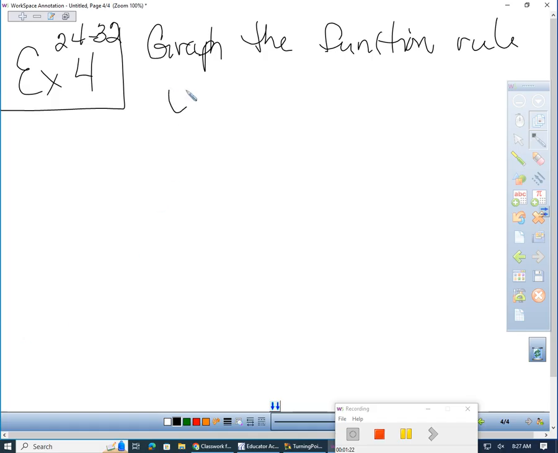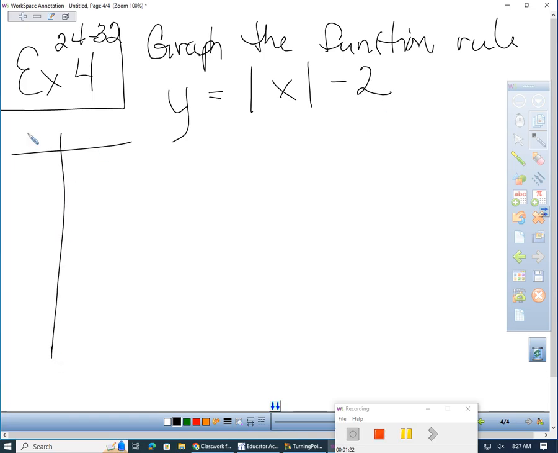All right, let's do y equals the absolute value of x minus 2. Over here in our table, it is not a real life situation, so the values we use are -2, -1, 0, 1, and 2. Now before we get started, what shape should this make when we're done?